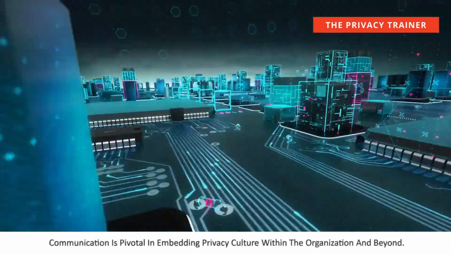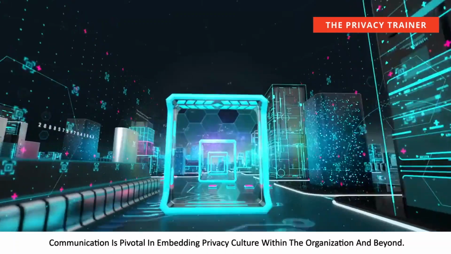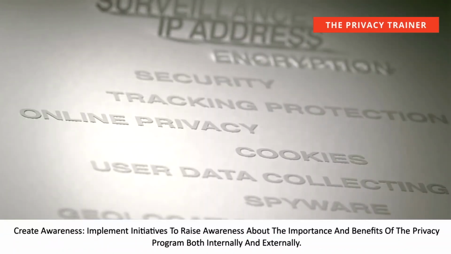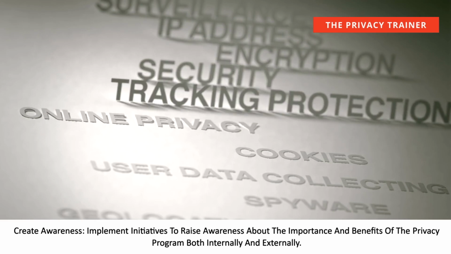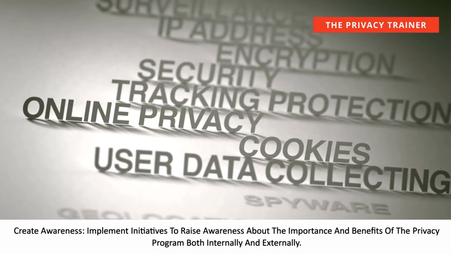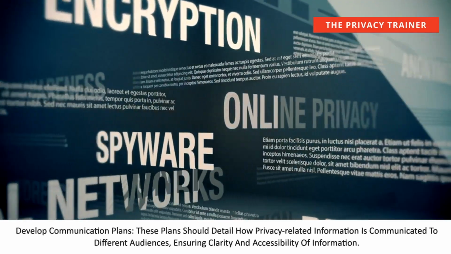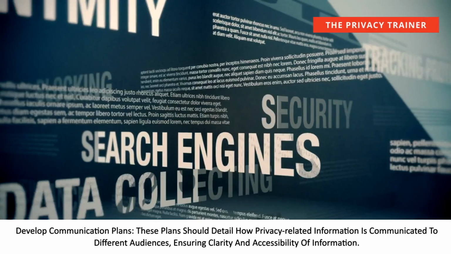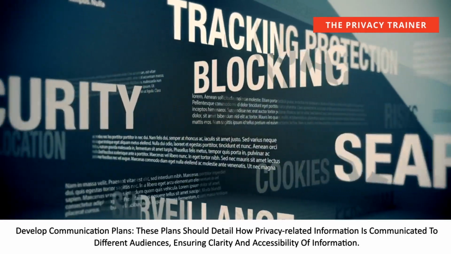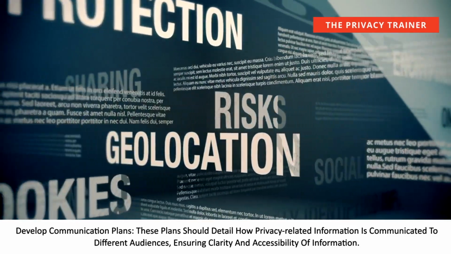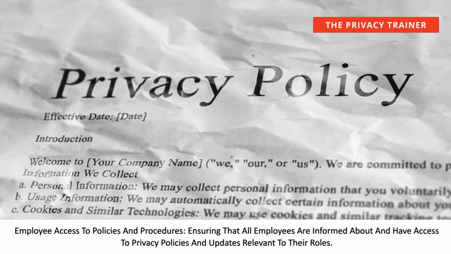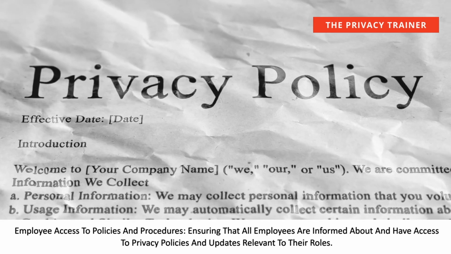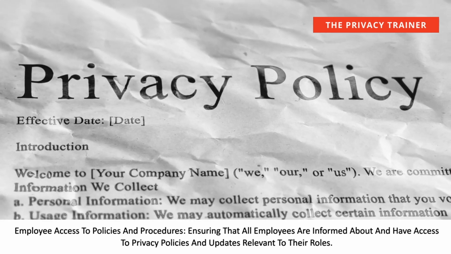Communicate. Communication is pivotal in embedding privacy culture within the organization and beyond. Create awareness. Implement initiatives to raise awareness about the importance and benefits of the privacy program both internally and externally. Develop communication plans. These plans should detail how privacy-related information is communicated to different audiences, ensuring clarity and accessibility of information. Employee access to policies and procedures. Ensuring that all employees are informed about and have access to privacy policies and updates relevant to their roles.